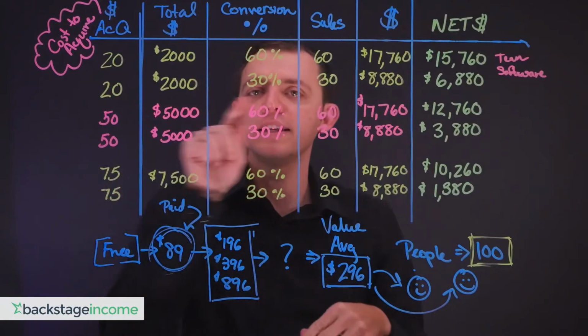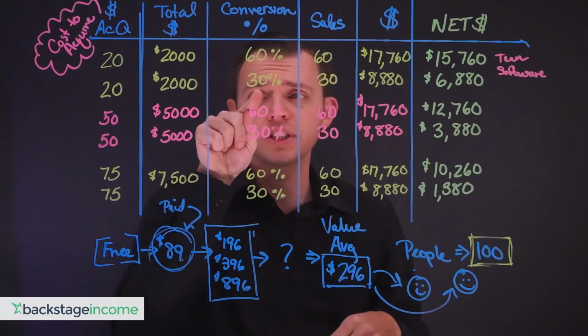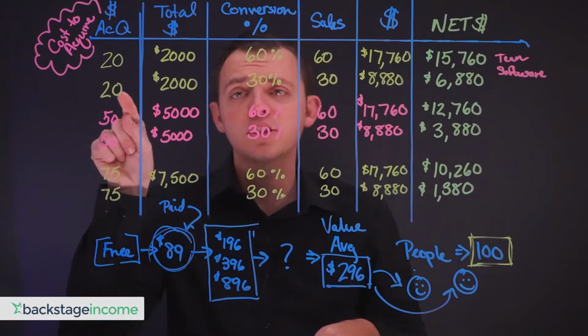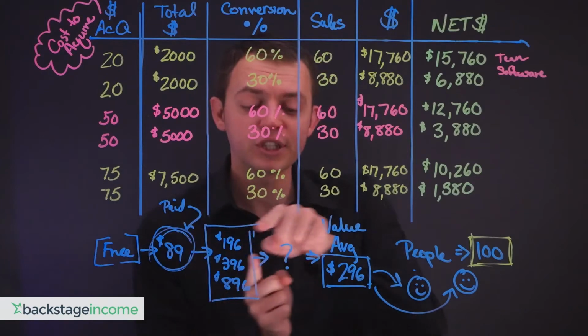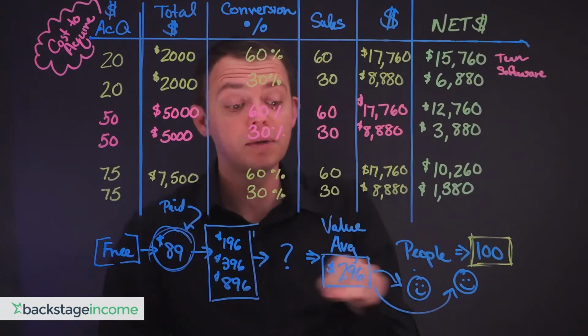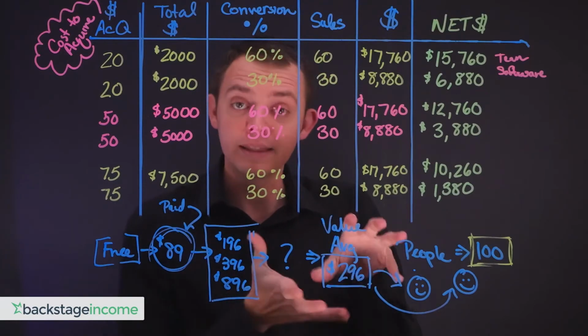Now, if you did only a conversion of 30%, let's say same cost to acquire, but only 30% actually went through and became a high value customer like this $296.